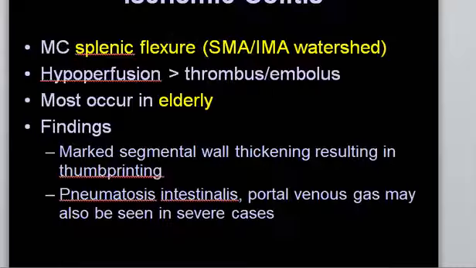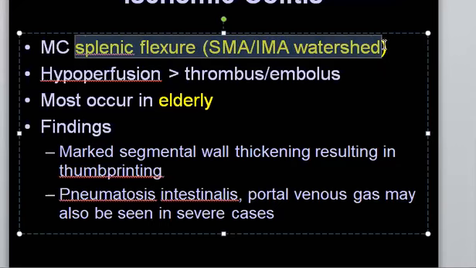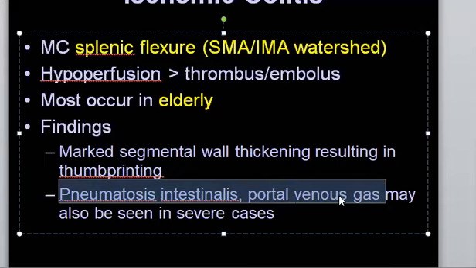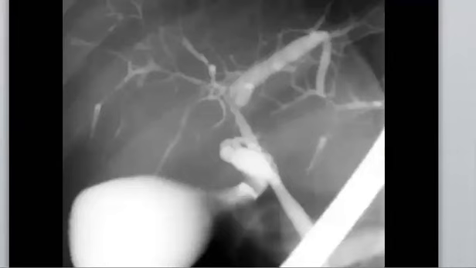Yes, an elderly patient with heart disease, this is the type of patient. So in the MCQ, if it comes to you, elderly patient with heart disease and thumb printing, it is equal to ischemic colitis. The location is very important because this is the watershed area. Also hypoperfusion more than thrombus. It happens in the elderly. They like it with this thumb printing. Sometimes it shows what we mentioned before, pneumatosis intestinalis and portal vein gas.